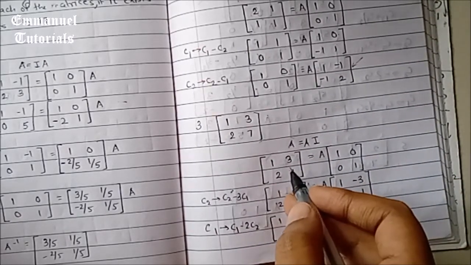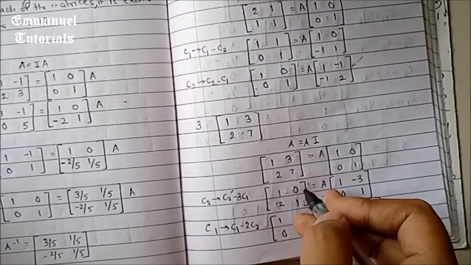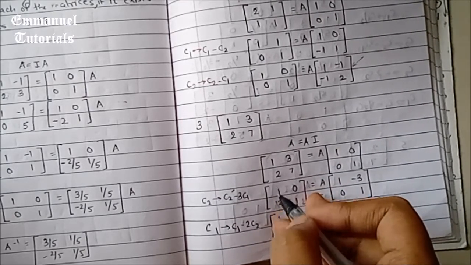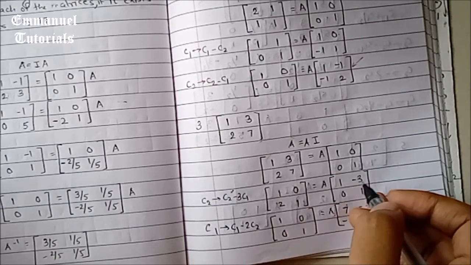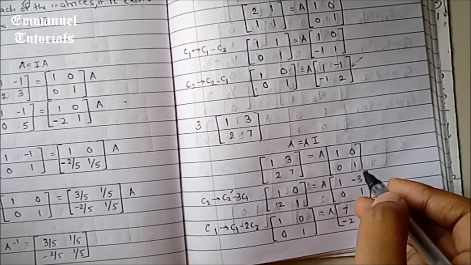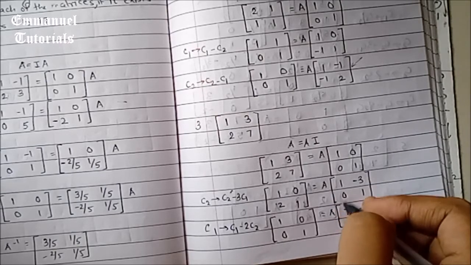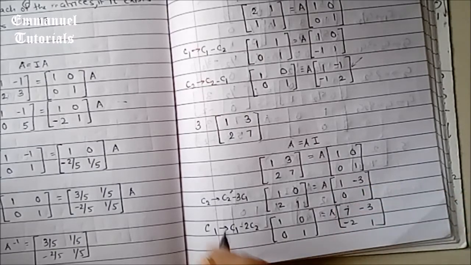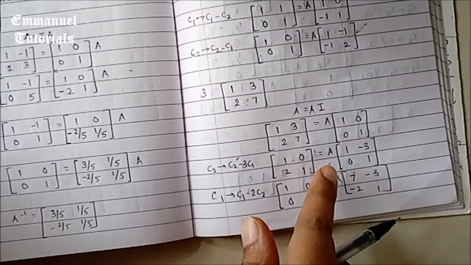So you'll get 3 minus 3, which is 0, 7 minus 2 into 3, which is 7 minus 6, which is 1, and 1 and 2 in the first column. And on the RHS, you'll get 0 minus 1 into 3, which is minus 3, 1 minus 0, again 1, and 1 and 0 will remain. Now we have the first column elements as the identity matrix elements.